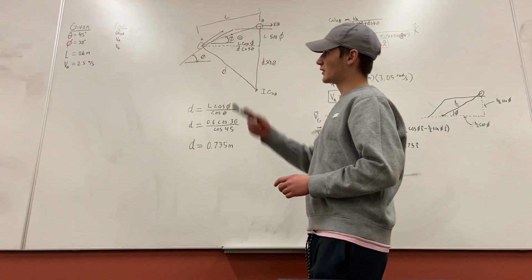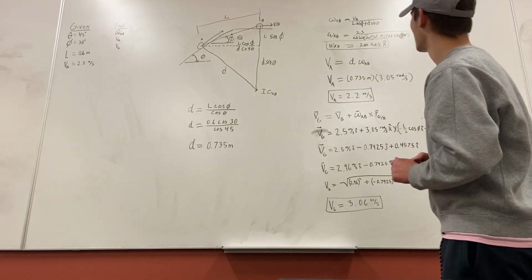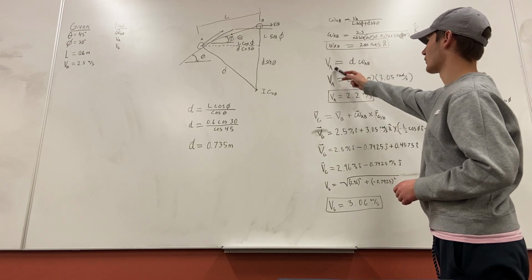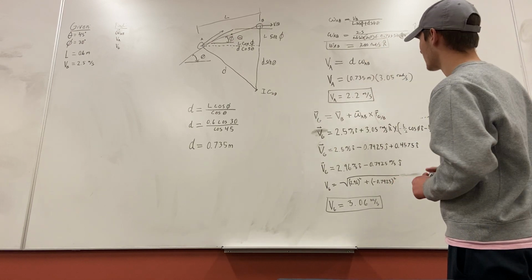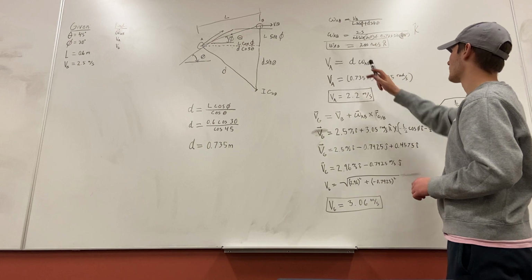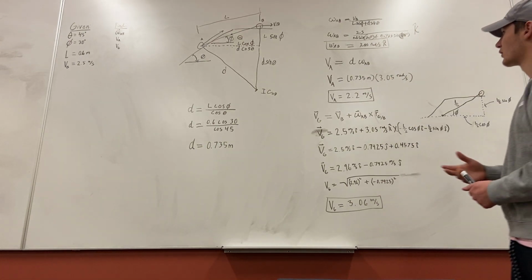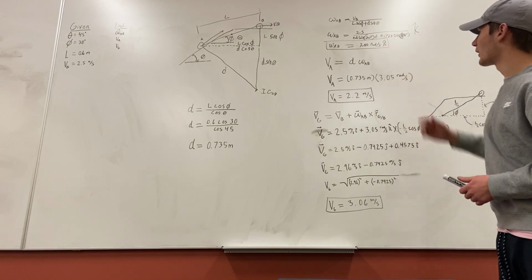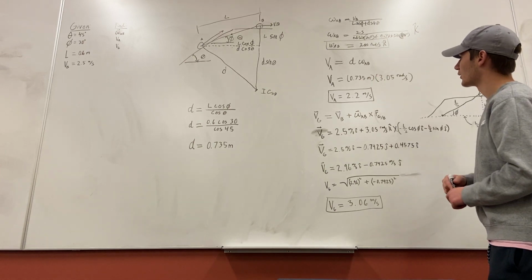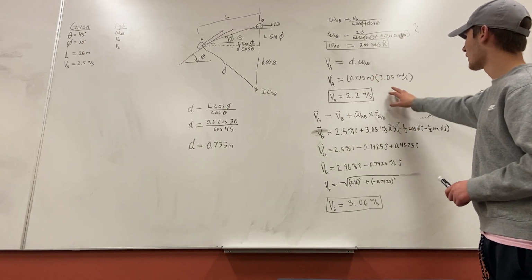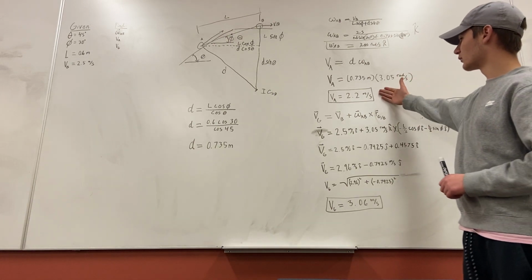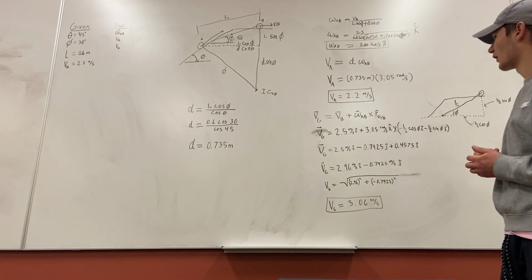Next, we're trying to find the speed of A, and to do that, we know the relation of VA, omega AB, and D. So VA, the speed, equals D times omega AB. We can use the values that we just found of omega AB and D and plug those in, which becomes 0.735 meters times the 3.05 radians per second, and that speed comes out to be 2.2 meters per second.